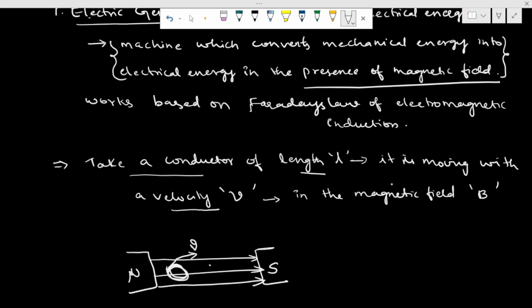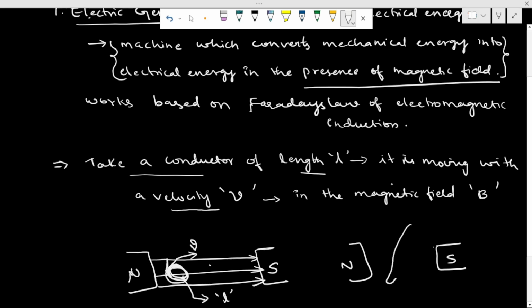This conductor length, take it as L. The conductor has two sides. We are seeing the front part here. This is the length of the conductor, and we are taking this length. The conductor is moving with a velocity v in the presence of the magnetic field. This magnetic field flux density we take as B.